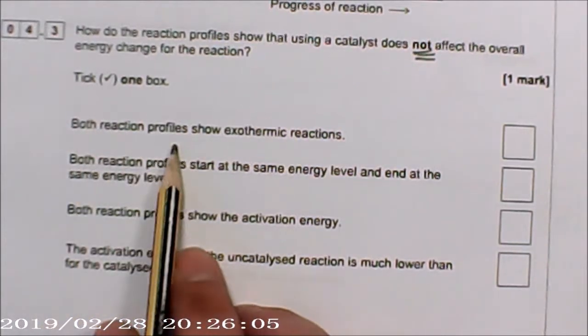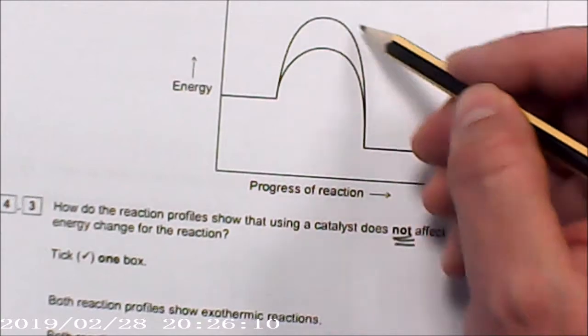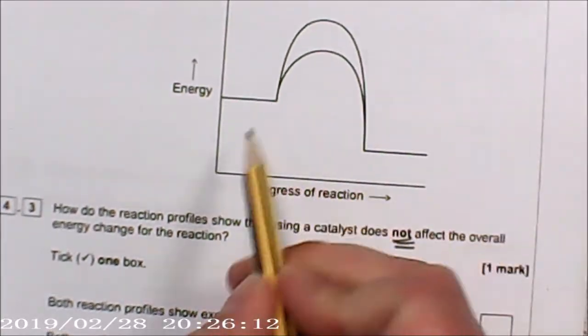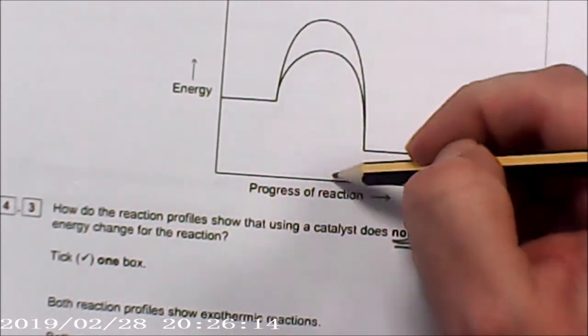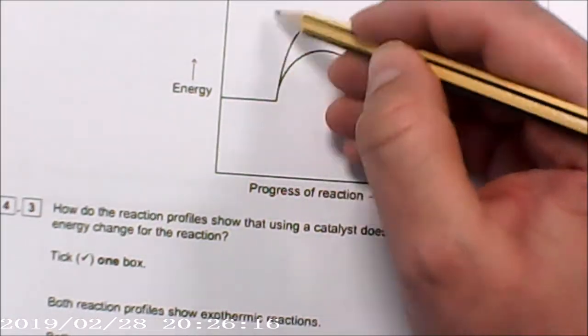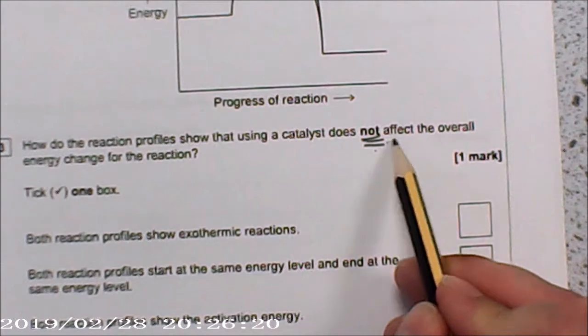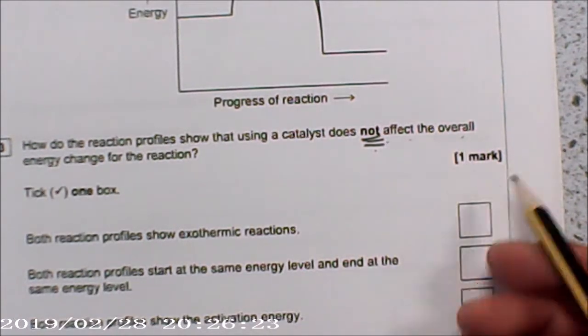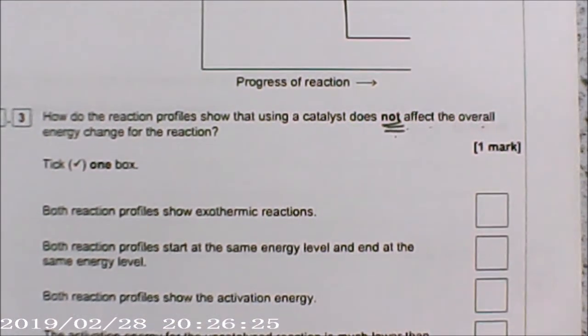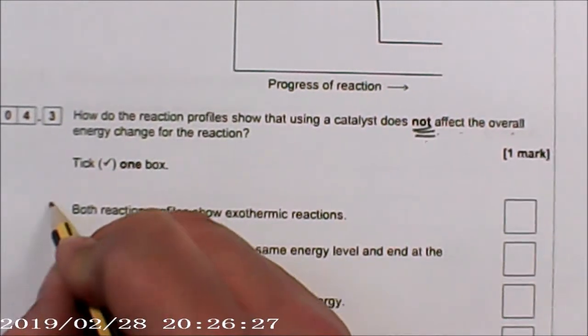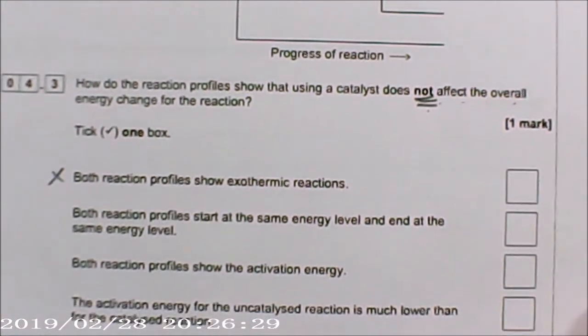So both reaction profiles show exothermic reactions. Now that's actually correct, because both of them go lower than the starting, which means they've given off more energy than what they took in. But that doesn't show us that there hasn't been an overall energy change for the reaction. So it's not going to be that one.